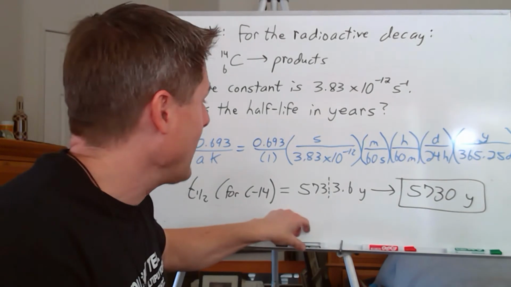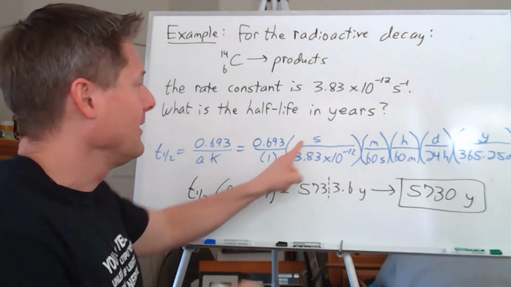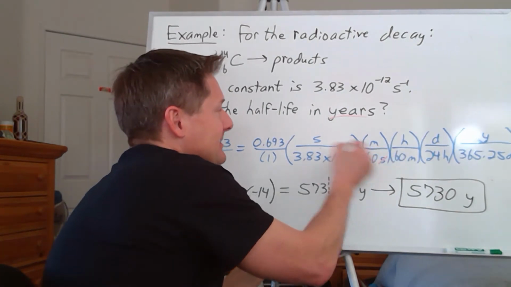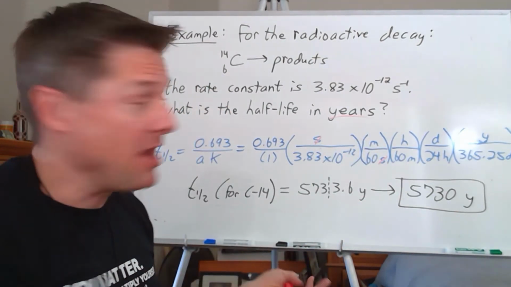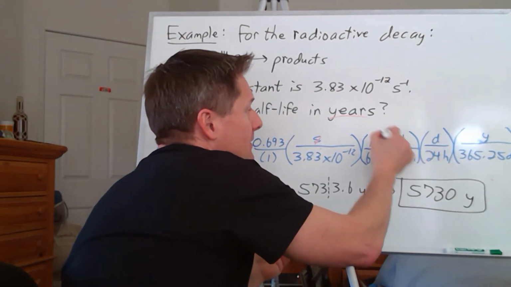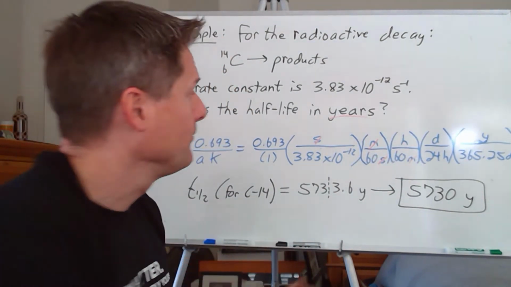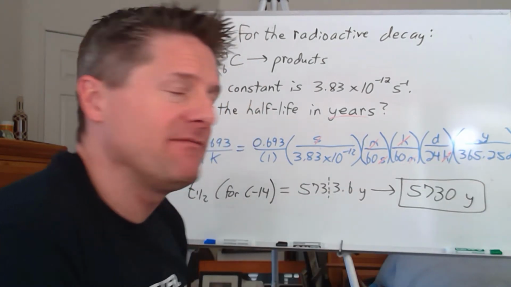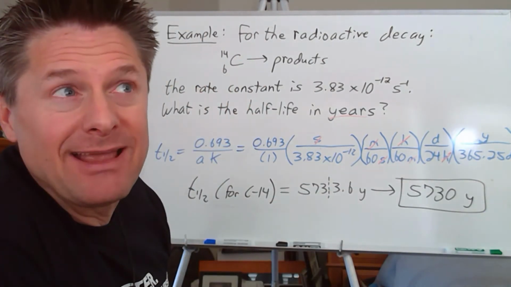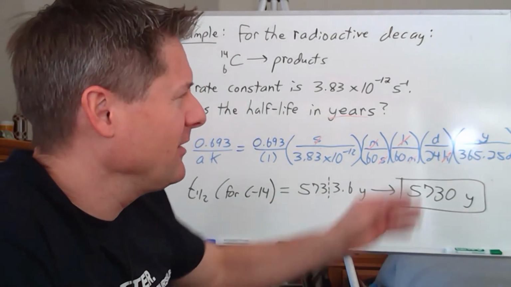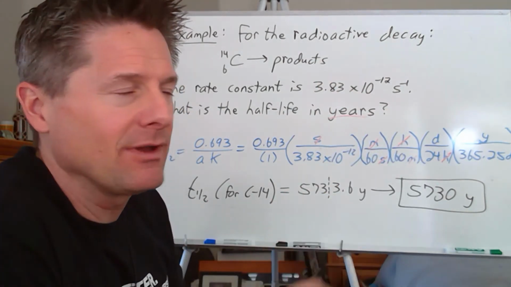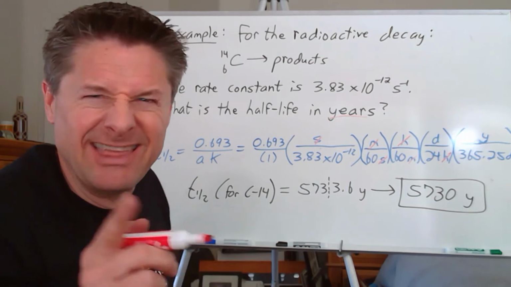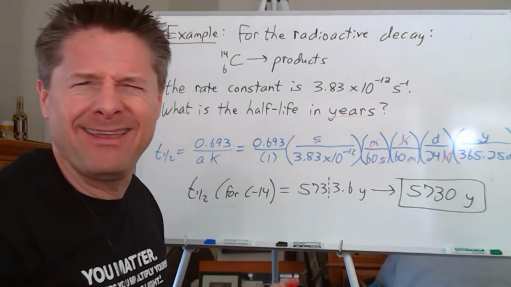That way I can track my units and I can go, oh, okay, that's seconds, but I want it in years. So 60 seconds per minute, 60 minutes per hour, 24 hours per day. And I did 365.25 days. I think that accounts for leap year. But if you did 365, you're going to get the same answer regardless. But I did the 365.25. I think that accounts for leap year. What the hell, leap year?